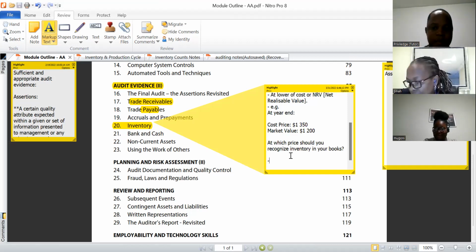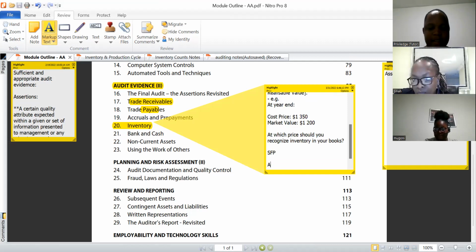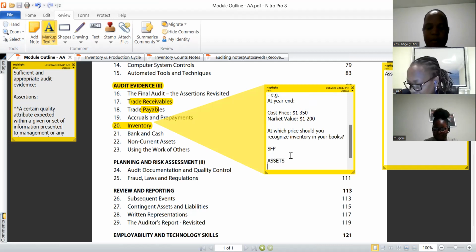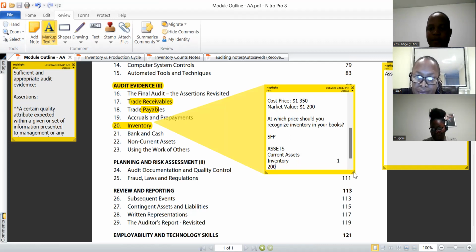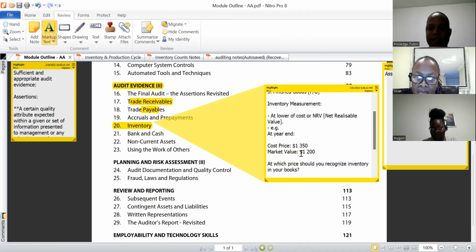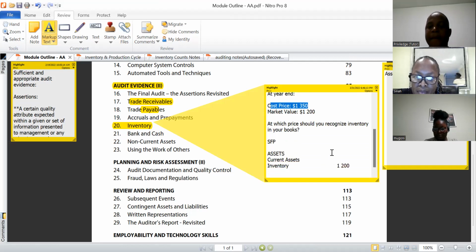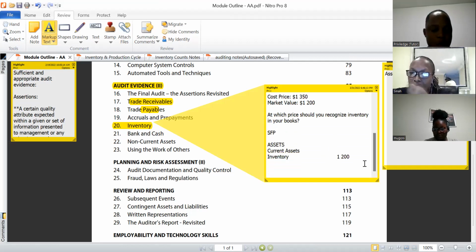So in other words, if I have drafted the statement of financial position, under the section assets, to be more precise, current assets, all right? So I'll just put current assets somewhere there. If I go to the current assets section, I would find the inventory item and the value at which I'll be measuring this inventory will be 1,200 US dollars, not 1,350 US dollars, though that is the cost price of inventory at that particular period. So you would recognize it at the lower between the two values.